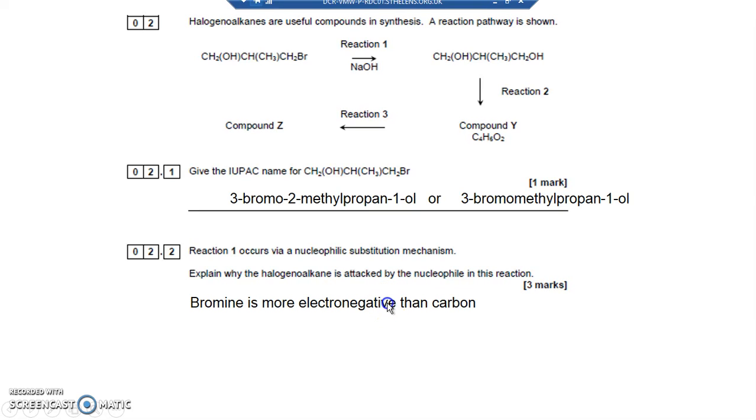Br is more electronegative than the carbon. Good. C has a delta plus and Br has a delta minus. The lone pair on the OH minus is donated, or attacks, the C delta plus.